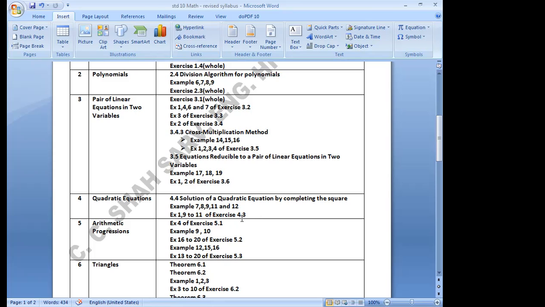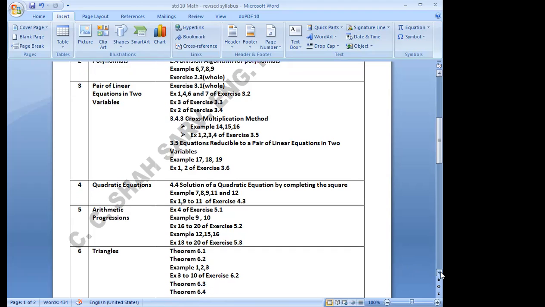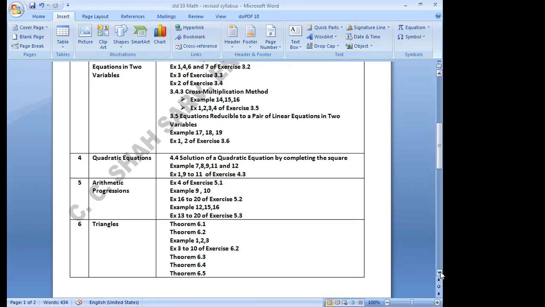So again I'm telling, in chapter number 4, solution of quadratic equation by completing the square is excluded, in which example 7, 8, 9, 11 and 12 are excluded. All other examples 1 to 6, 10, 13 to 15 are included. Exercise 4.3, question number 1, 9, 10 and 11 are excluded. All others are included. Let us go to next chapter, that is chapter number 5, arithmetic progression.